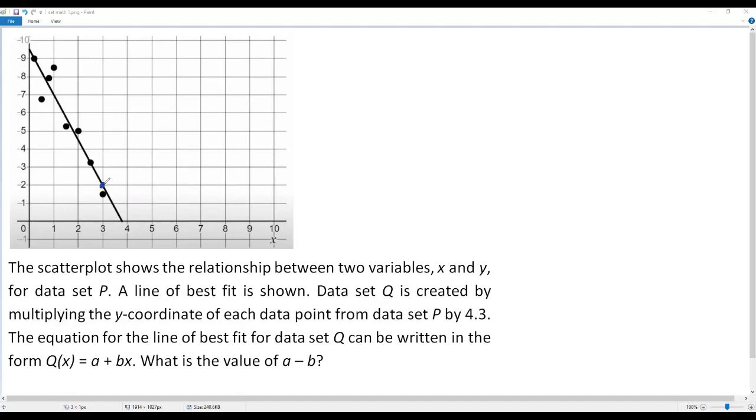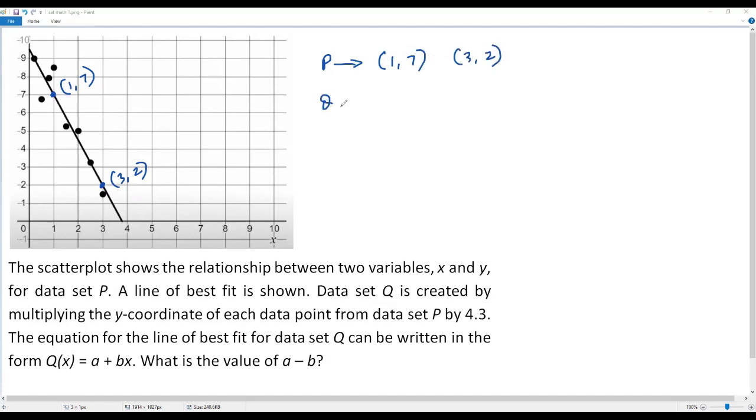Now let me take the point over here. Here the x coordinate is 3 and y coordinate is 2. And let me get a point over here. Here the x coordinate is 1 and y coordinate is 7. Here I have taken 2 points from the line of best fit for data set P, and in both points the x coordinates and y coordinates are integers. Now let me write this over here. From the line of best fit for data set P, we have 2 points: 1 comma 7 and the other one is 3 comma 2.